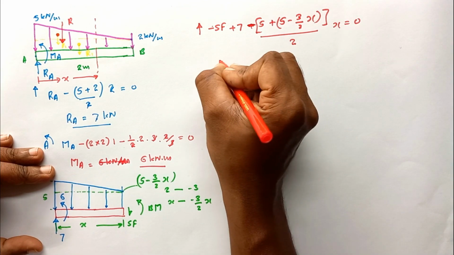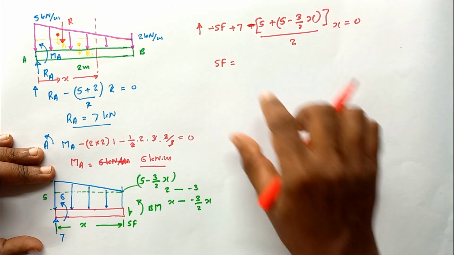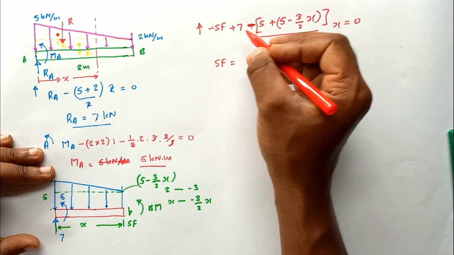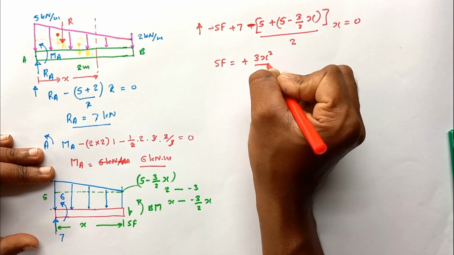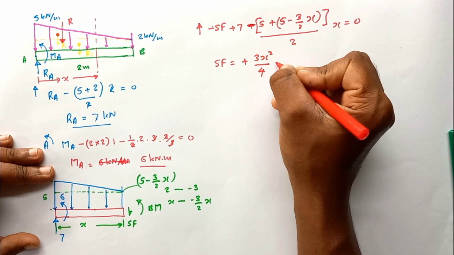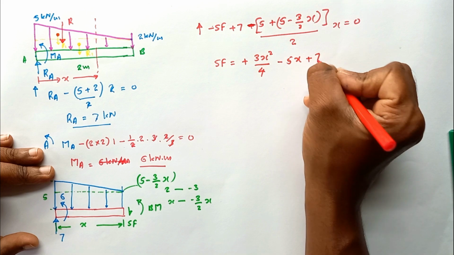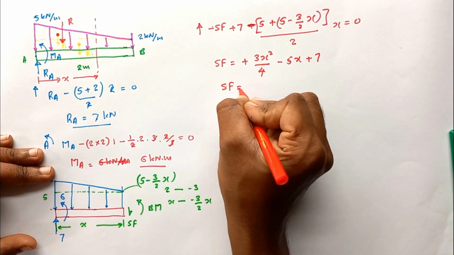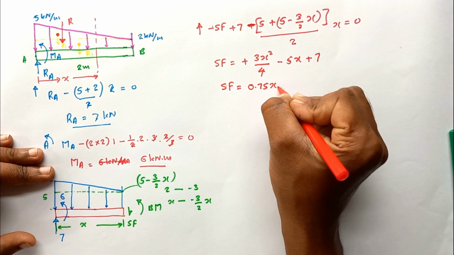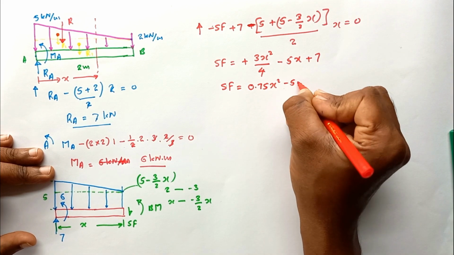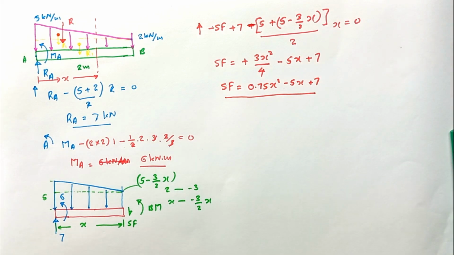Then by taking shear force as the subject and simplifying this equation, we get plus 3x divided by 4 minus 5x plus 7. The shear force equation is equal to 0.75 x square minus 5x plus 7. This is the shear force equation.